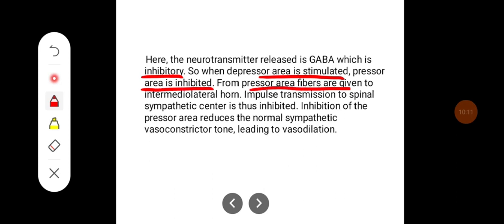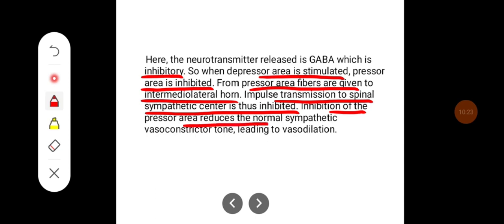From the pressor area, fibers are given to the intermediolateral horn. Impulse transmission to the spinal sympathetic center is thus inhibited. Inhibition of the pressor area reduces the normal sympathetic vasoconstrictor tone, leading to vasodilatation.